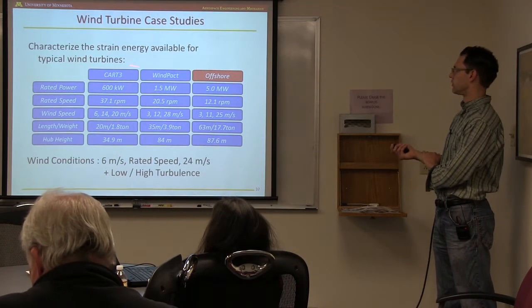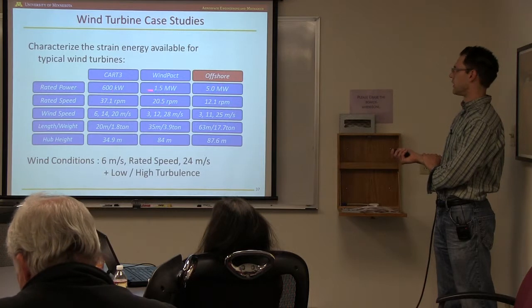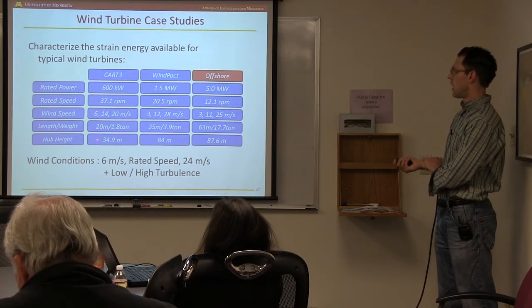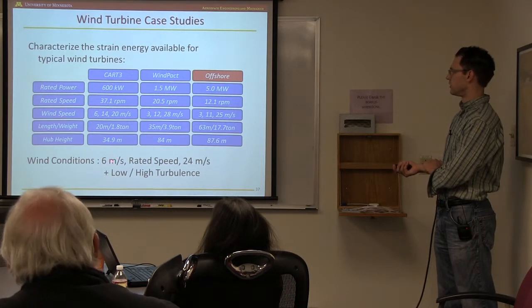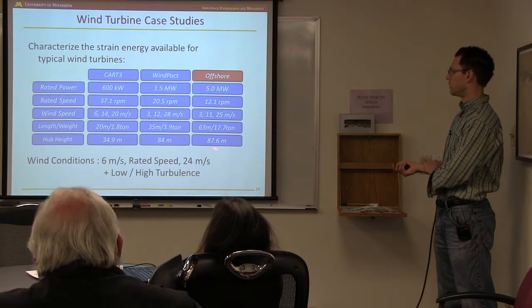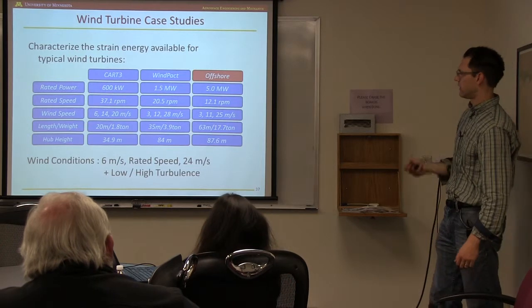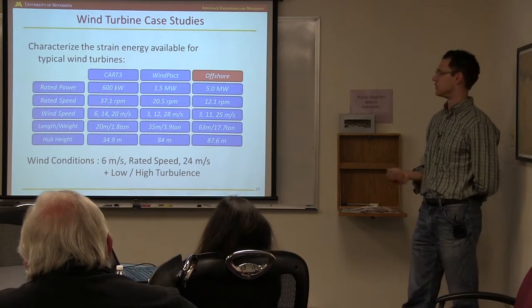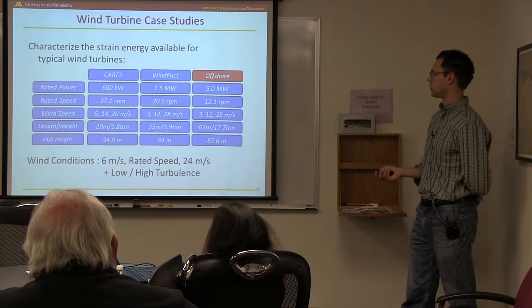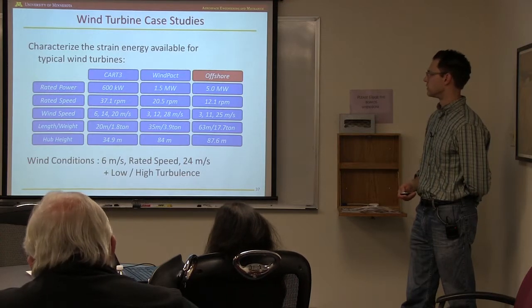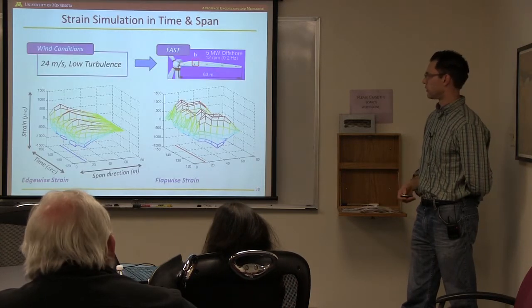There are 3 different turbines of various sizes. You can kind of see their rated levels here. And then at different wind speeds: low wind speeds, rated wind speeds, high wind speeds, low and high wind turbulence. We were just trying to figure out the actual amount of energy in these blade vibrations across a variety of different turbines and wind conditions. So this part is all just simulation studies.